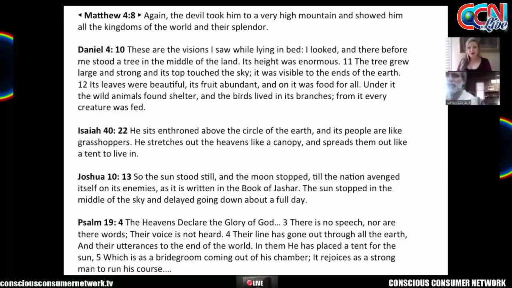And if you look at Psalms 19:4, it says, "The heavens declare the glory of God. There is no speech, nor are there words. Their voice is not heard. Their line," this is the ecliptic, "has gone out through all the earth, and their utterances to the end of the world. In them he has placed a tent for the sun, which is as a bridegroom coming out of his chamber. It rejoices as a strong man to run his course." So it shows there that the sun is truly marching along a circuit. It's making a circle in the sky.